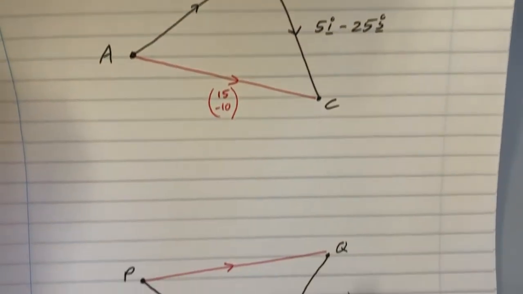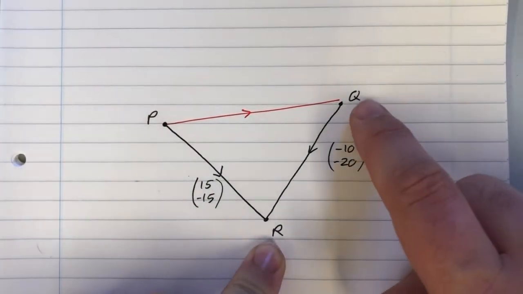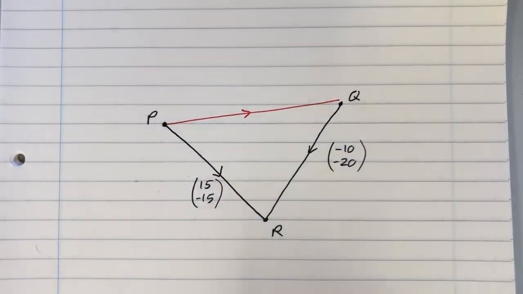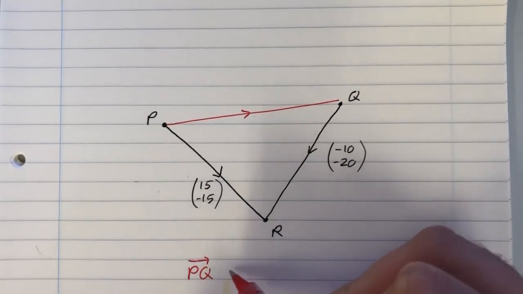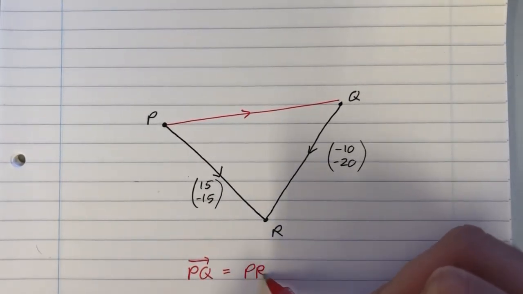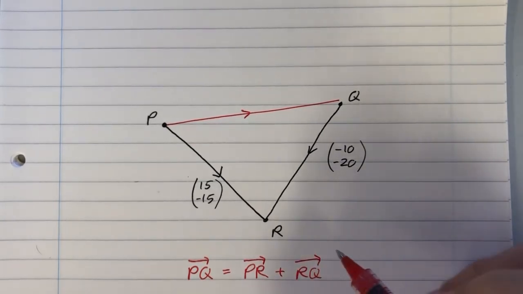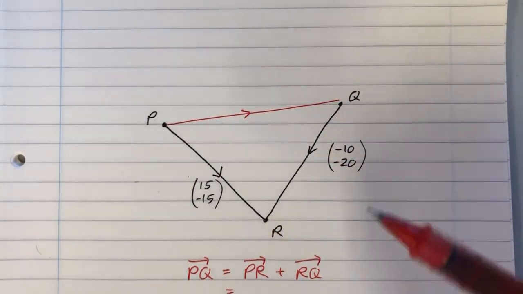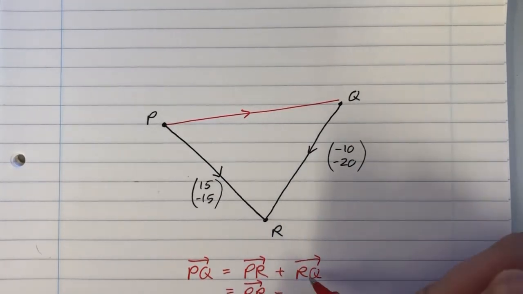Alternatively, you might be given something slightly different. So we've got a vector to get from P to R and a vector to get from Q to R. Well, what then is the vector to get from P to Q? Well, what we could say is the vector to get from P to Q is equal to the vector to get from P to R plus the vector to get from R to Q. But we haven't got R to Q, we've got Q to R. So we actually need to write P to Q in terms of Q to R, which is negative.